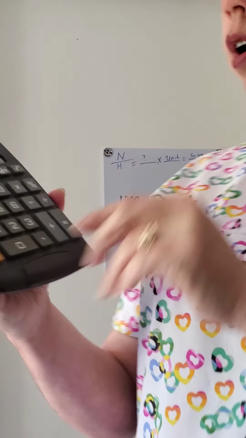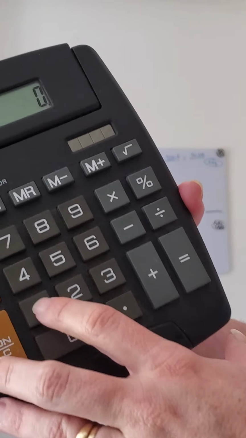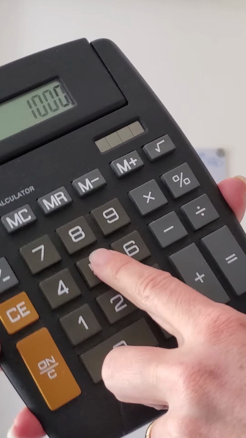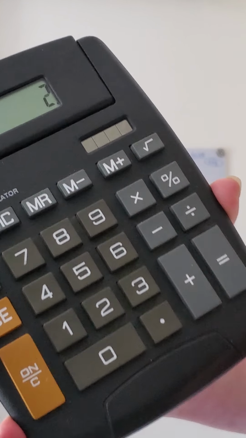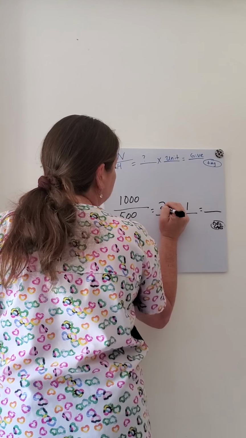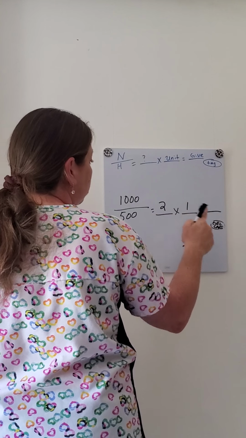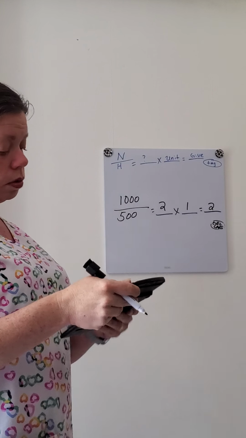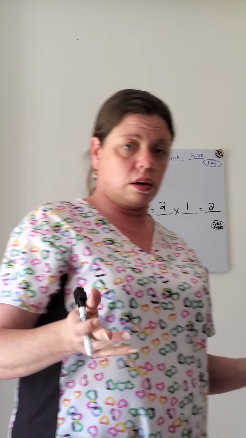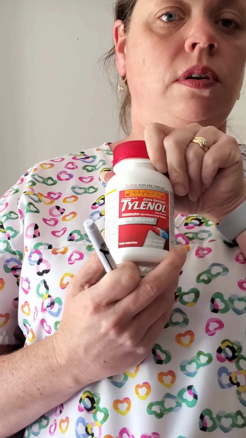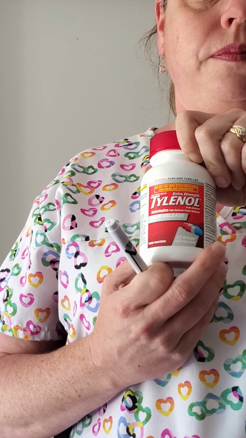Okay, so do it the same way. The dose you need is 1,000. Divide it by the dose you have, which is 500. Gives you the number 2. Put that number here. 2 times 1 equals 2 gel caps. So whenever you're ready for your dose of Tylenol, if you were told to take 1,000 milligrams and all you had was Tylenol 500 milligram gel caps, you would have to take 2 of them. Okay?